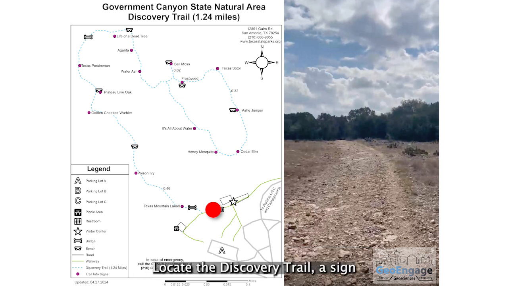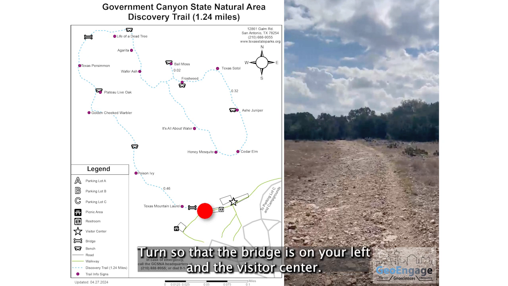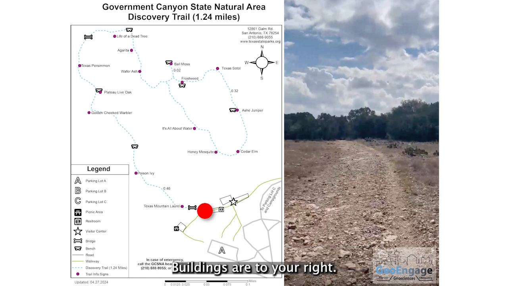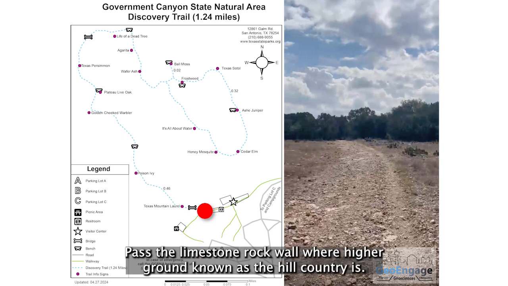Locate the Discovery Trail sign that is close to the ground at this stop. From where you are standing right now, turn so that the bridge is on your left and the visitor center buildings are to your right. Ever wonder where your drinking water comes from? Find the horizon past the limestone rock wall where higher ground, known as the hill country, is.